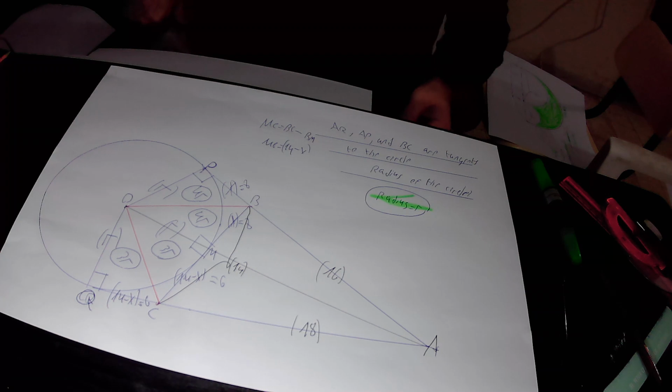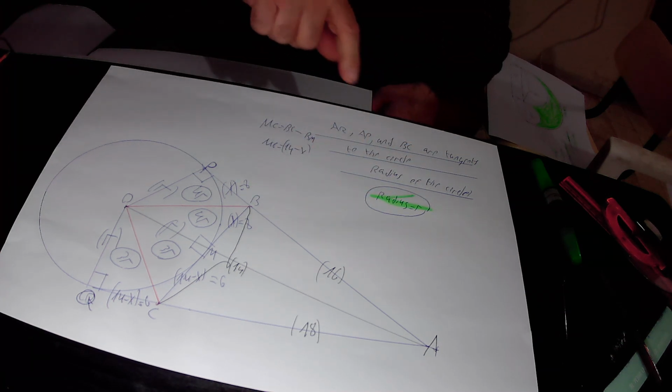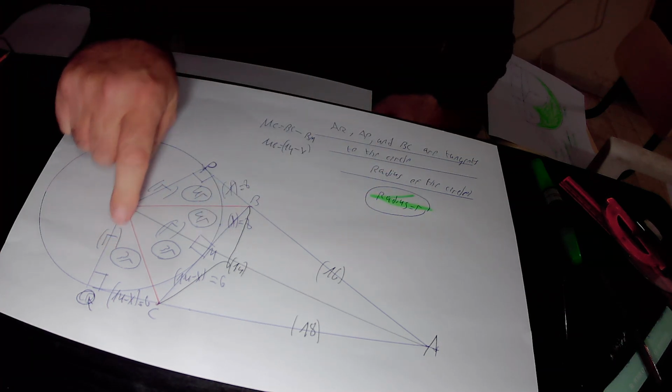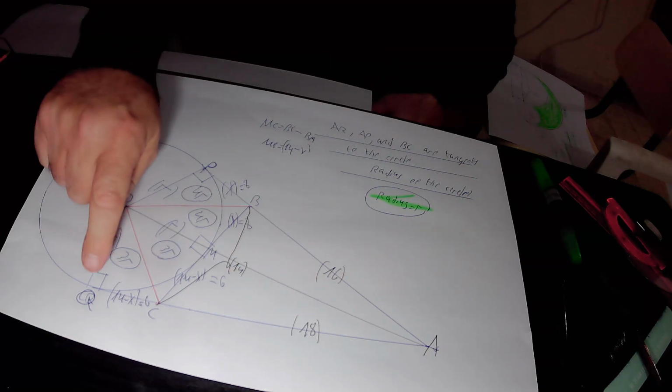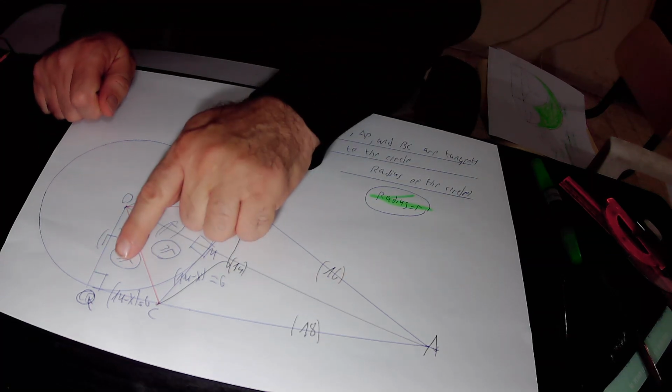And whenever you have a radius that is drawn to the point of tangency, then tangent AQ will be perpendicular to the radius QO. If AQ is perpendicular to QO, it means that this angle equals 90 degrees according to rule 1.